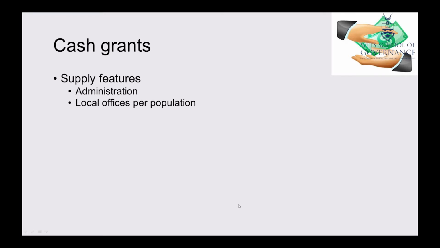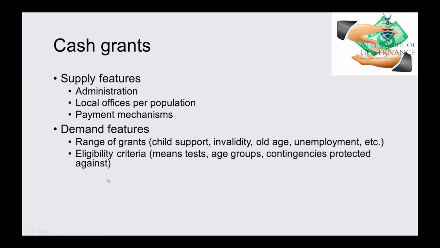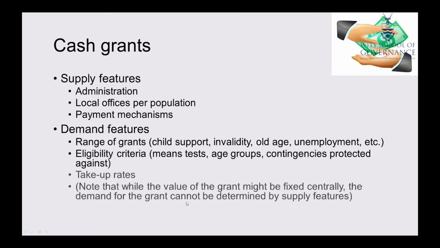You've got an administrative structure, but you might have to have local offices which are distributed geographically closer to your target populations. You've got to have payment mechanisms as well. On the demand side, you've got your range of grants by type, which might target child support, invalidity, old age, unemployment, etc. And then you've got your eligibility criteria, which affects demand, which is determined by means tests, age groups, contingencies protected against, etc. So all of those eligibility criteria affect demand.